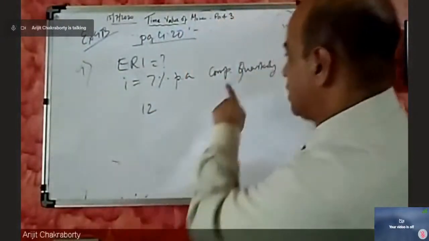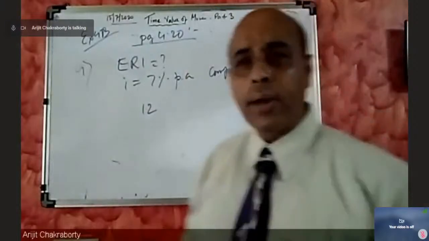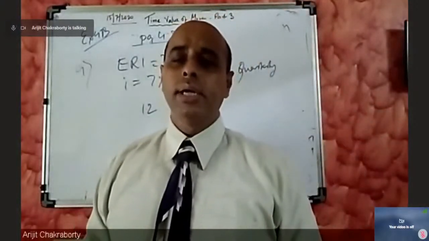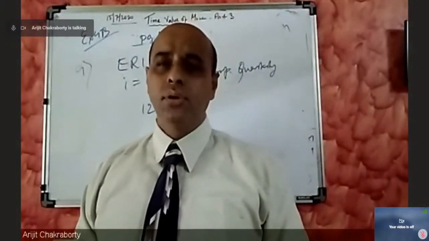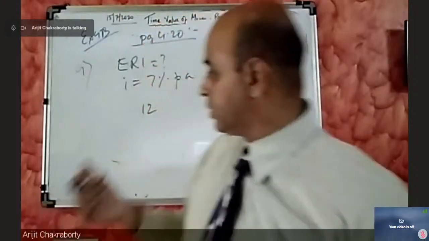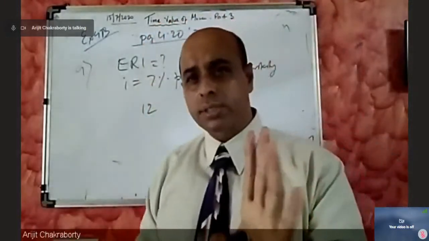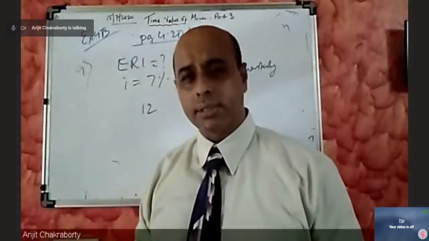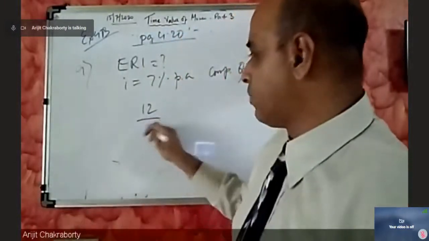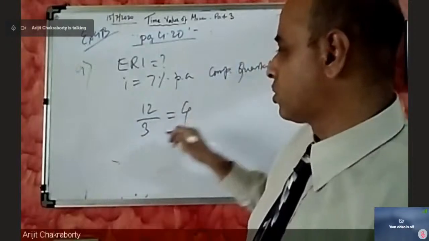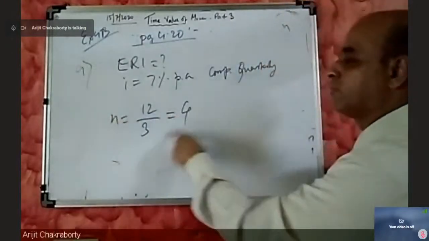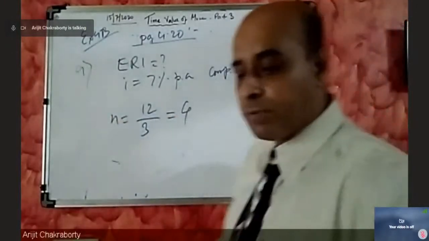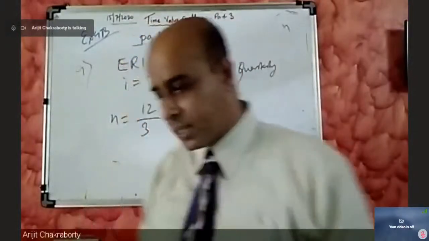Okay. Compounding is done quarterly. Right. So quarterly compounding means we know there are how many quarters? So it is being done every 3 months. 4 quarters. So the duration of 1 quarter is 3 months. Right. So divided by 3, we get 4. So n is equal to 12 by 3, which is 4. That is, the conversion period is 4 in this case.